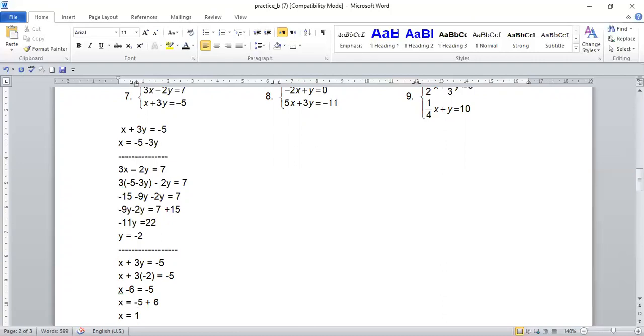So y is equal to negative 2 and x is equal to 1. When you're writing it as the ordered pair, you have to write it inside the parentheses as 1 comma negative 2. So this is how you solve the equations.